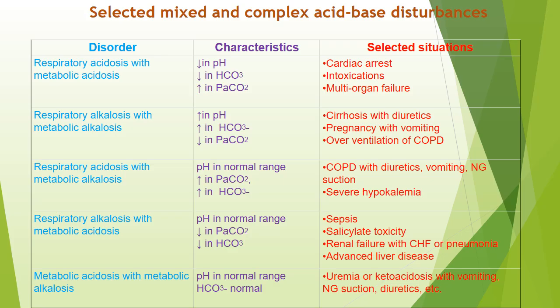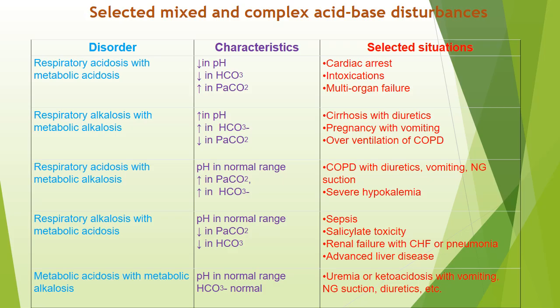Let's see some selected, mixed and complex acid-base disturbances. Here, I am going to say the disorders. Then we are going to see what type of things we can see and what situation that will be seen. First of all, the respiratory acidosis with the metabolic acidosis. In that, we can see decreased pH, decreased bicarbonate and increased partial carbon dioxide. Especially seen in cardiac arrest, intoxication, multi-organ failure patients.